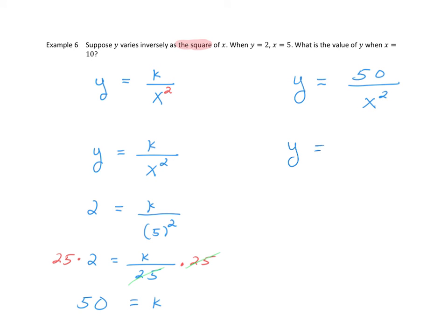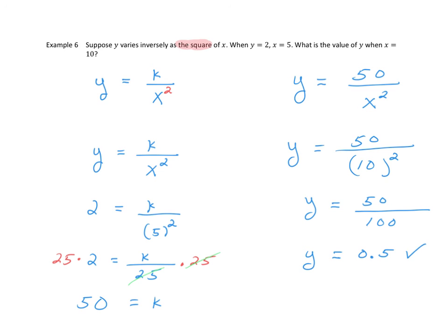Okay, y is equal to 50 divided by, okay, here we are putting only 10 in place of x. But you have to square it first. And when you square 10, you get 100. And if you take 50 and divide that by 100, that's 5/10, or simply 0.5. And that is the answer to this problem.